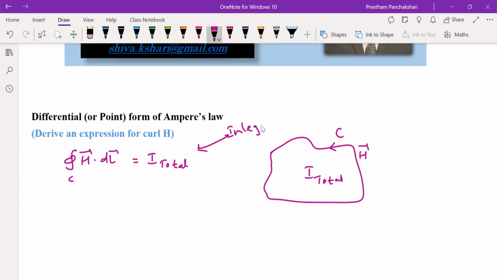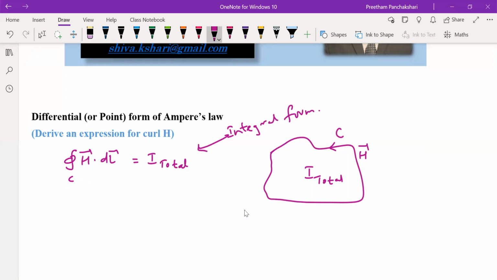This integral form is very useful to find H over a closed path. But here is a problem, that is the computational complexity of this integration. Integrating H along paths of different shapes will make the mathematics very complex. It is very difficult to handle that much mathematics. So that's why Ampere's law in integral form is used only for symmetrical cases.